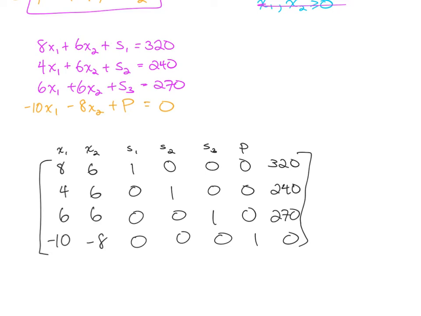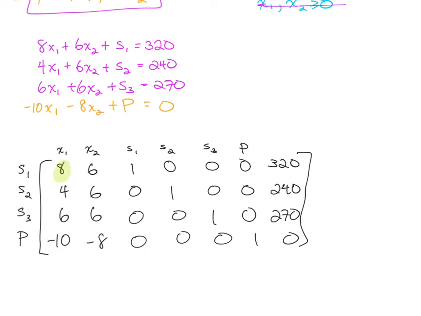Now, what will the labels be on the left side here? The labels are always going to be the slack variables and P. They will always start there. So slack variable 1, slack variable 2, slack variable 3, and P. All right. The only other thing we have to do now is find the pivot position. And the pivot position, again, is based on the most negative number in the bottom row. It's going to be negative 10.